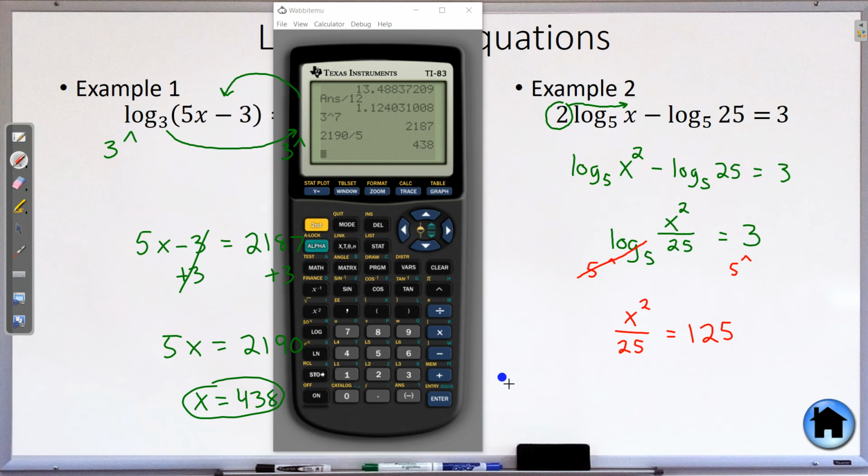And hopefully you're home free now. We're going to multiply by 25 to both sides and then square root. So let's do that. 125 times 25, 3,125. And then we need to square root that. And we have our answer. x is equal to 55.9.